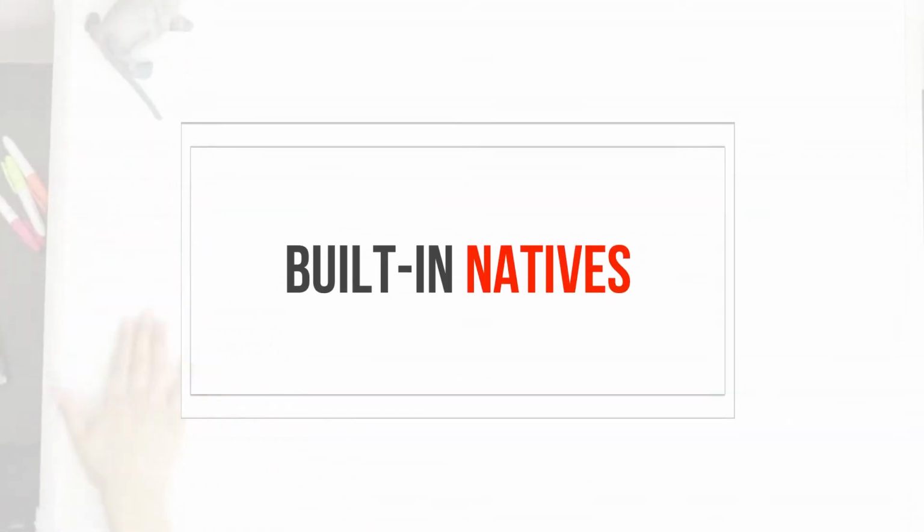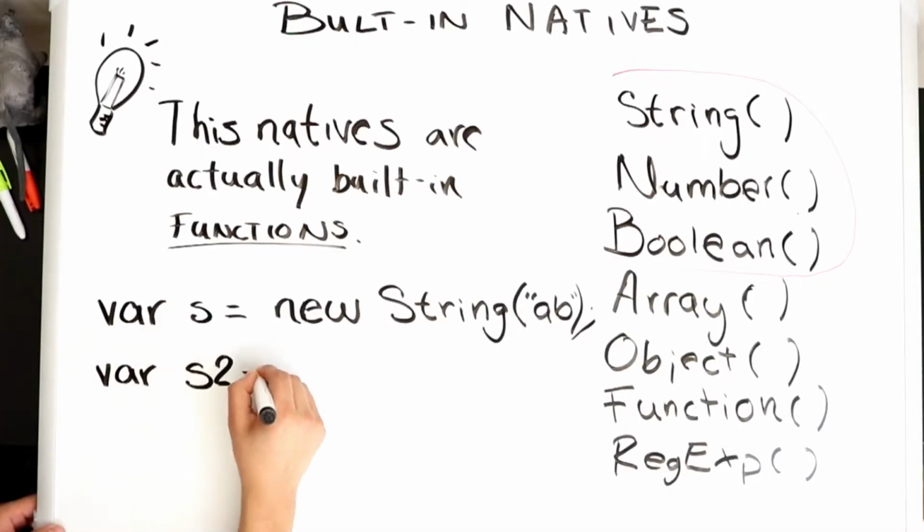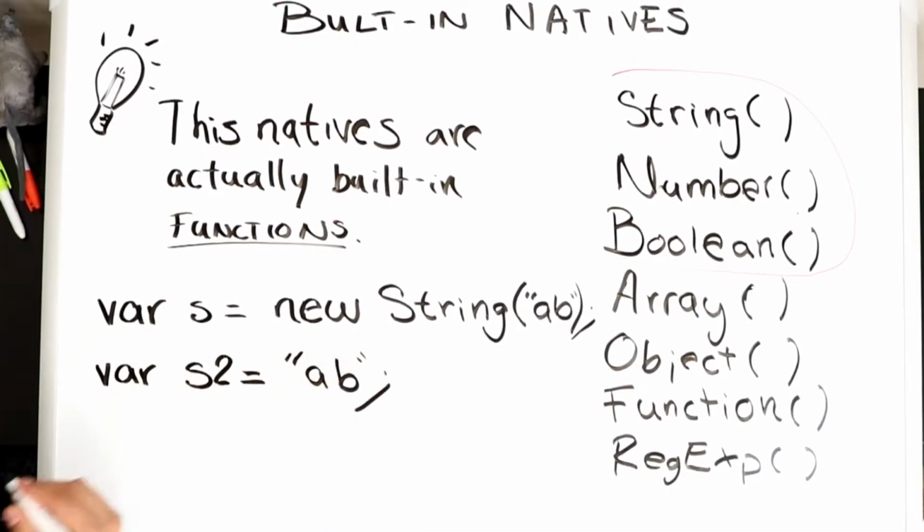Built-in natives. Let us check now what are the natives in JavaScript. What are the built-in functions? These natives are actually built-in functions, and we can use them with the keyword new. In the first line, we are creating a string object. And in the second line, we are creating a primitive value.